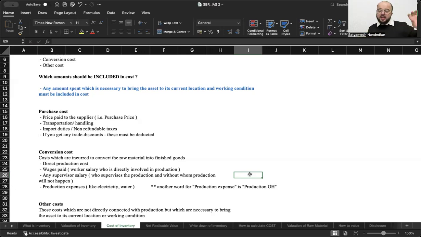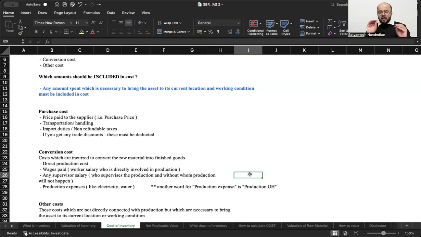Valuation of inventory or calculating the cost of inventory is a separate discussion, which I will help you with a link for my performance management or costing videos, and there you can understand in detail how conversion cost and all these costs are calculated. Point 1, in the SBR exam, you are not expected to calculate the value of inventory because you have done it at the FA level, you have done it at the FR level.